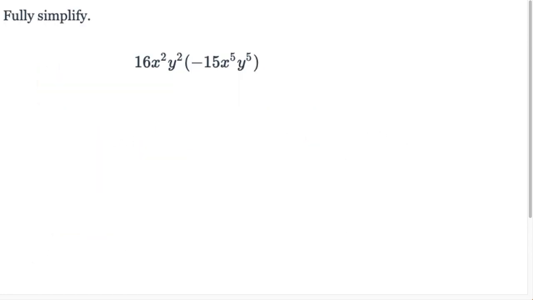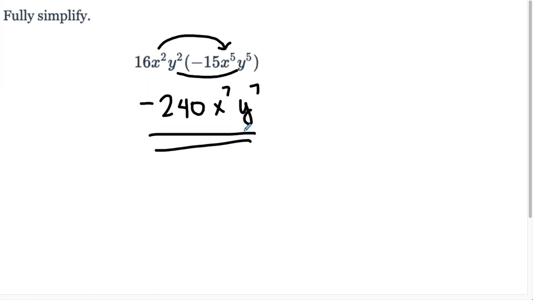All right, so let's try. Say we have this, and it's asking us to fully simplify. This means 16 times negative 15, and x squared times x to the fifth power, and y to the second power times y to the fifth power. First, 16 times negative 15 becomes negative 240. Then x squared times x to the fifth power becomes x to the seventh power. And y to the second power times y to the fifth power becomes y to the seventh power. Altogether, this is your final answer.